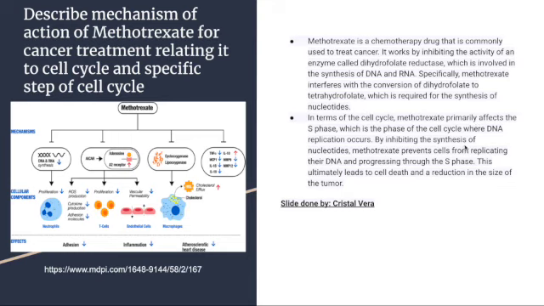By inhibiting the synthesis of nucleotides, methotrexate prevents cells from replicating their DNA and progressing through the S phase. This ultimately leads to cell death and a reduction in the size of the tumor.